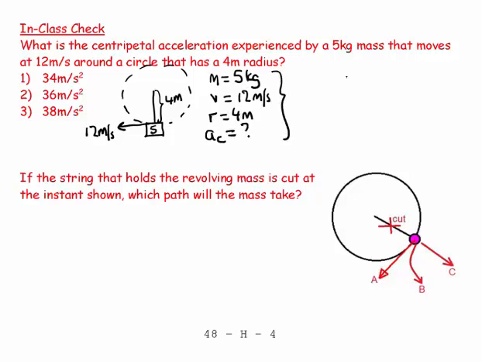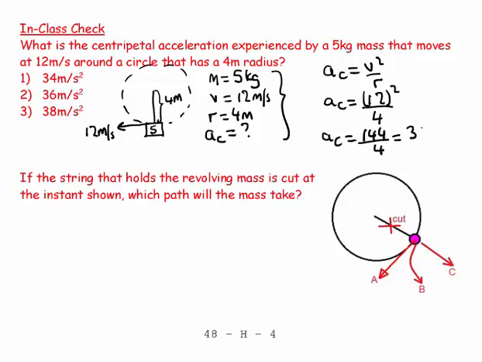So I'm going to put on my thinking cap and I say, well, oh yeah, AC is equal to v squared over r. So AC is equal to 12 squared over 4. AC is equal to 144 over 4, which equals 36, and that will be 3 goes into 14, 4 goes into 14, 3 times carry 2, 4 goes into 24, 6 times meters per second squared.